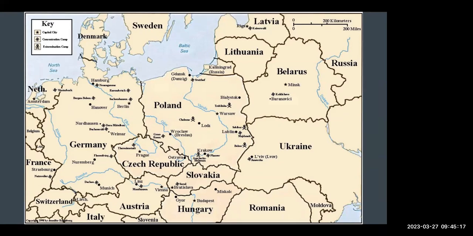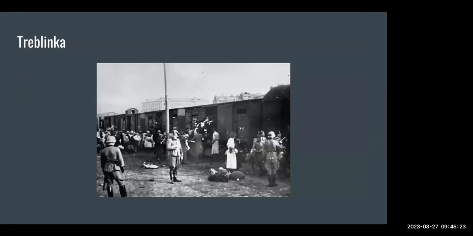None were good. Some were substantially worse than others. You can get into that on your own time if you'd like. I have some pictures of the different camps. This is Treblinka. This was where the overwhelming majority of the Jewish inhabitants of Warsaw ended up. Close to 1 million Jews were murdered in Treblinka alone.